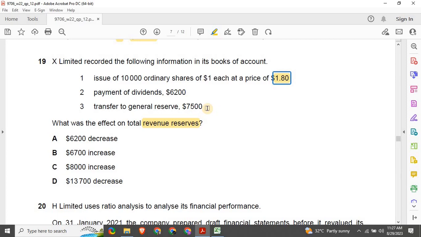Okay, it was in one head under retained earning. Now it was transferred to general reserve. So overall revenue reserve remains the same. But if we make payments of dividends, then it will be deducted from your retained earning, which is 6,200. So it will affect your revenue reserve. It will decrease my revenue reserve. Okay, so the correct option here is option A, 6,200 decrease.